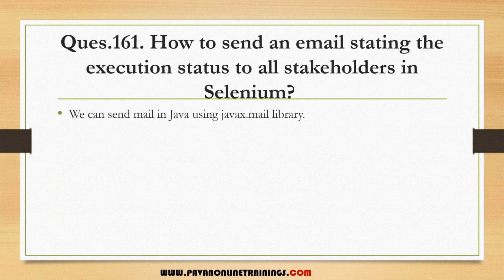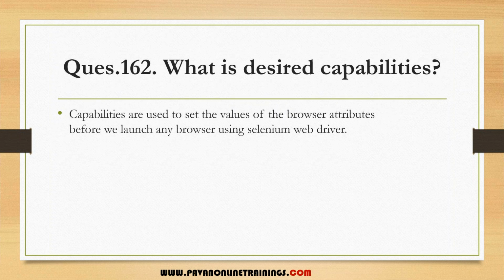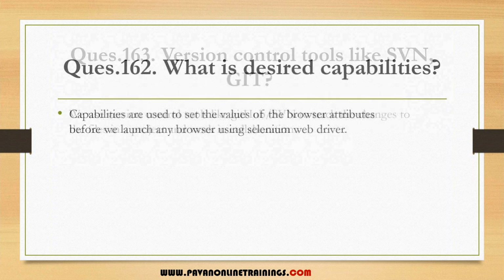Next question, how to send an email stating the execution status to all stakeholders in Selenium? Normally this is a common scenario in the real-time environment. As soon as we have executed our test cases and test suite, you have to send an email with all your reports and statuses. And sending automated email is possible by using the javax.mail library, which is available. Next question, what is desired capabilities? Desired capabilities are basically used to set the values of browser attributes before launching any browser using Selenium WebDriver.